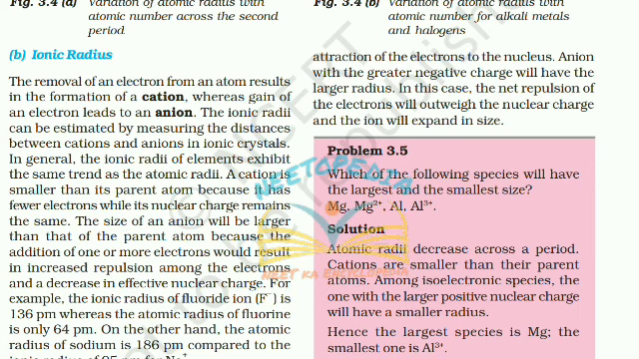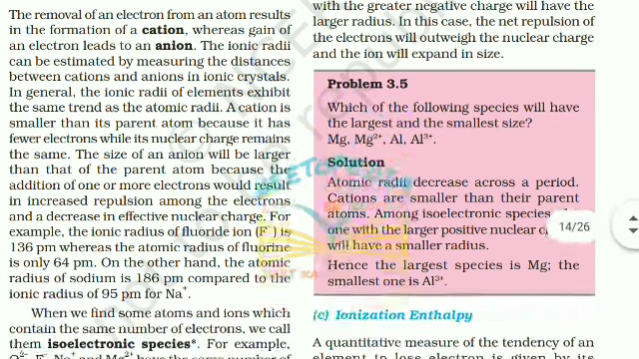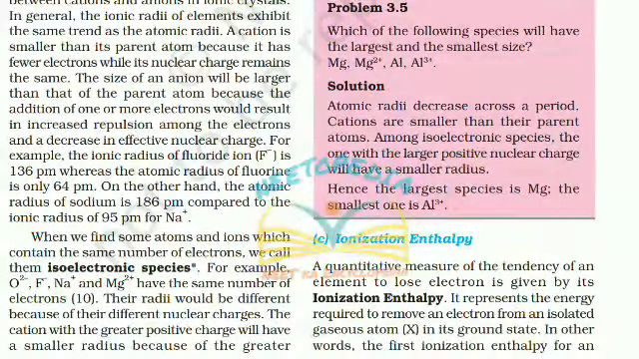Mg, Mg2+, Al, Al3+. Solution. Atomic radii decrease across a period. Cations are smaller than the parent atom. Among the isoelectronic species, the one with larger positive nuclear charge will have a smaller radius. Hence, the largest species is Mg and the smallest is Al3+.